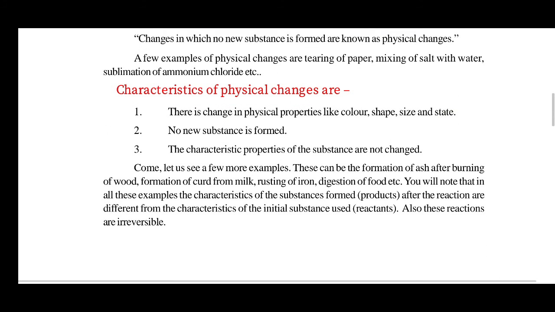So, characteristics of physical changes. First, there is a change in the physical properties like color, shape, size and state. Second, no new substance is formed. Third, the characteristic properties of the substance are not changed. So these are some of the characteristics of physical changes.